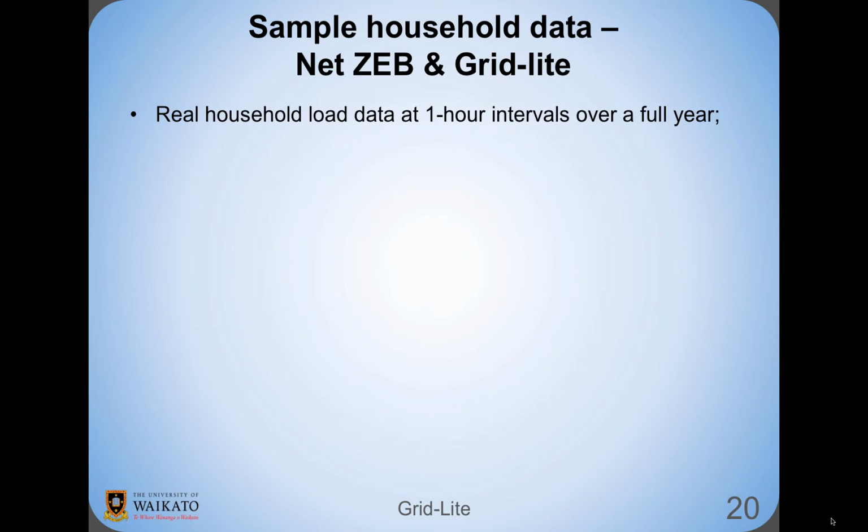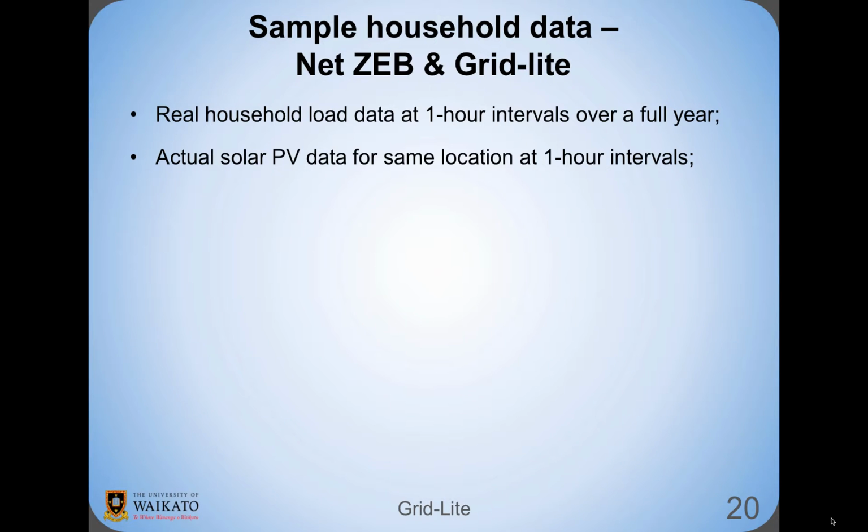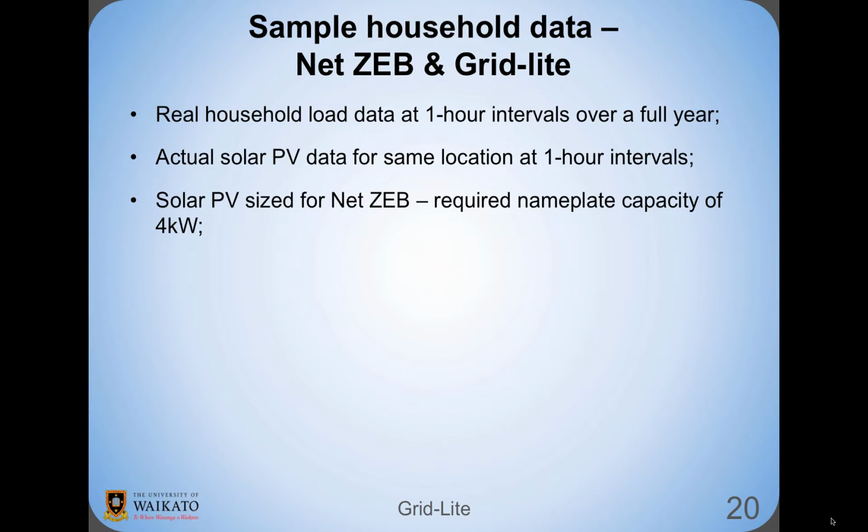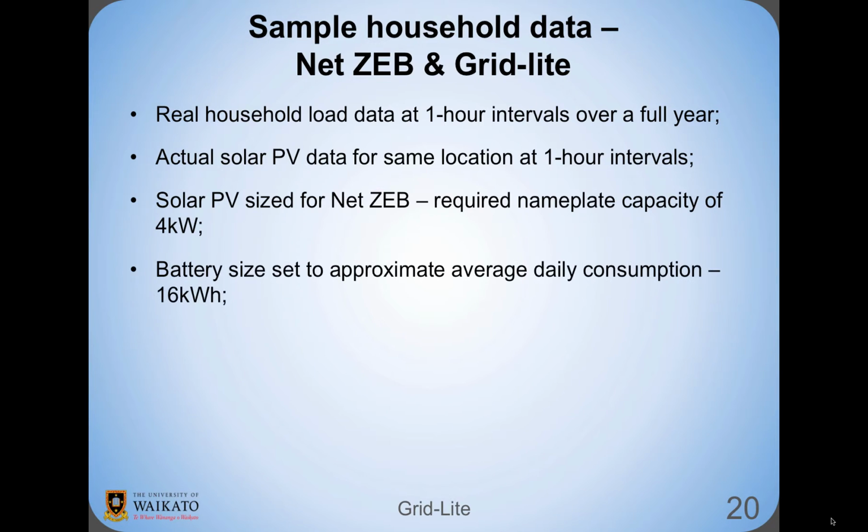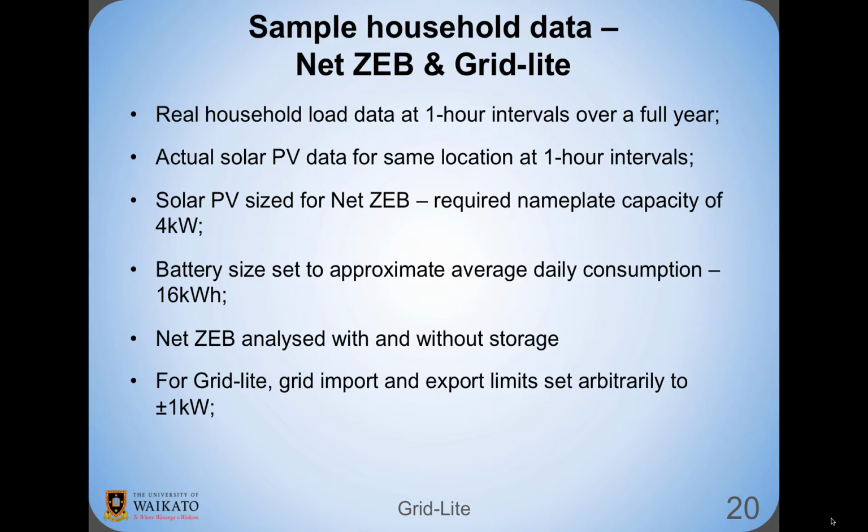We're now going to look at some real data in this space, data that represents a real household load over a full year measured at hourly intervals, combined with actual solar PV data over the same year at the same location. The solar panels have been sized to give net zero energy balance, so their output over the year is equal to the total annual household load. That gives us a 4 kilowatt panel. And the battery capacity has been set to the average daily load, 16 kilowatt hours. The net ZEB model has been analysed with and without storage. That makes little difference to the annual balance, but a big difference to the balance over shorter intervals. And arbitrary grid flow limits have been set for the GRID-LITE scenario.